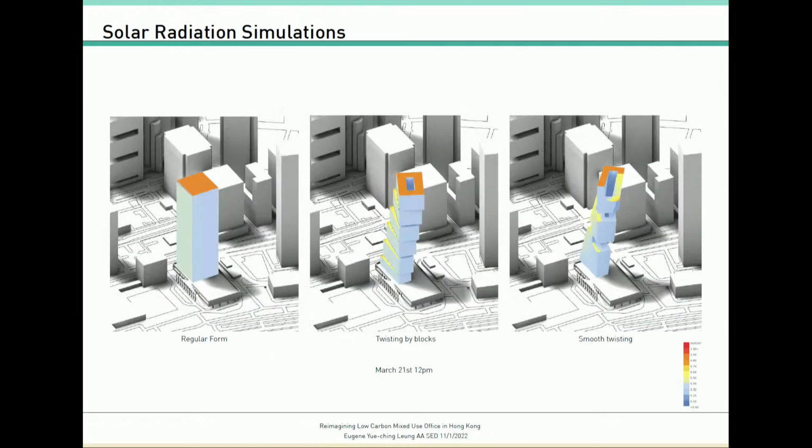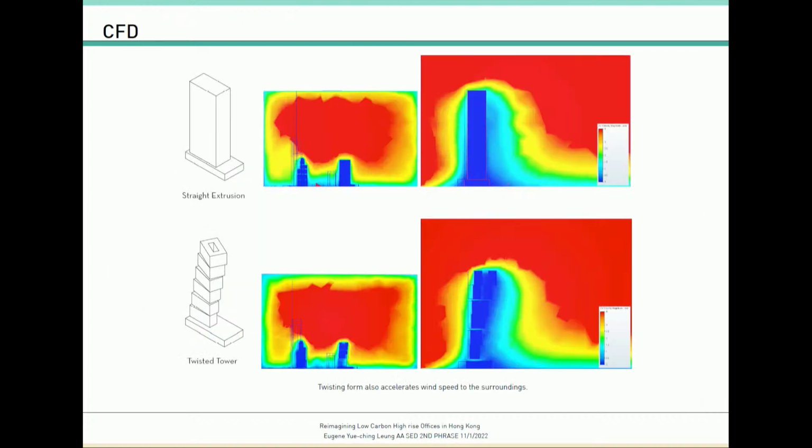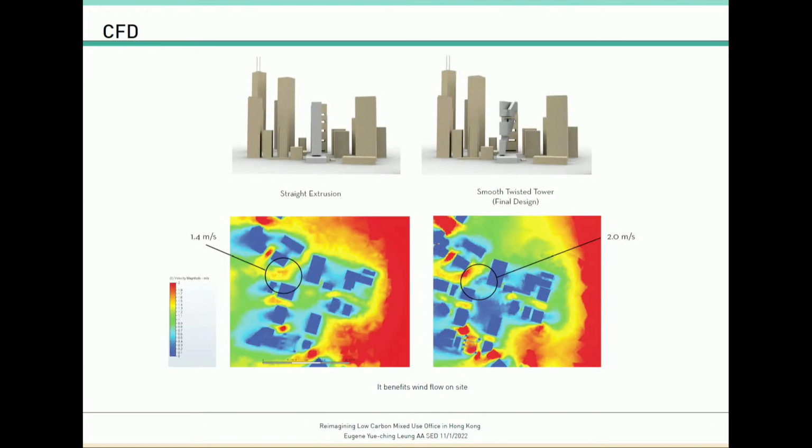And this is just a quick look at how it performs on site and how it, in fact, overshadows itself on the west, looking at March 21st, 12 p.m. In addition to that, I can see CFD simulations show a twisted tower also fosters and accelerates wind speed to the surroundings. So it benefits the wind flow on site.